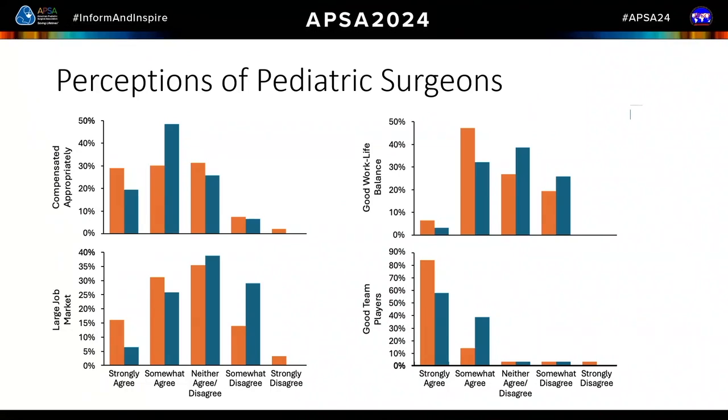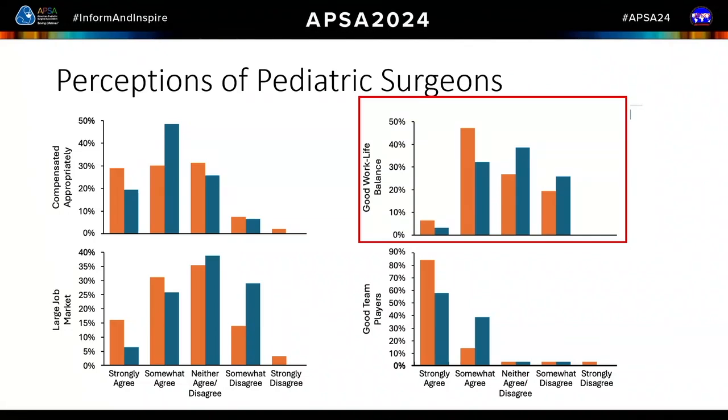Additionally, participants were surveyed on their perceptions of pediatric surgeons themselves before and after the pod initiation. 36% agreed that pediatric surgeons had good work-life balance prior to pod initiation, compared to 54% post-survey, so that increased. And then they were consistently considered to be good team players with 97% and 98% pre and post-survey. None of these comparisons were statistically significant.